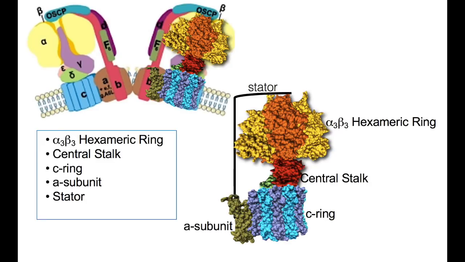So what do you need to know? You need to know what the alpha-3, beta-3 hexameric ring is, and the central stalk, the C-ring, the alpha subunit, and the stator. And of these components, you must know which move and which don't. So again, the C ring rotates, the central stalk rotates, but because of the stator that's firmly anchored in the inner mitochondrial membrane, the alpha 3 beta 3 hexameric ring does not rotate. And this is important to know.